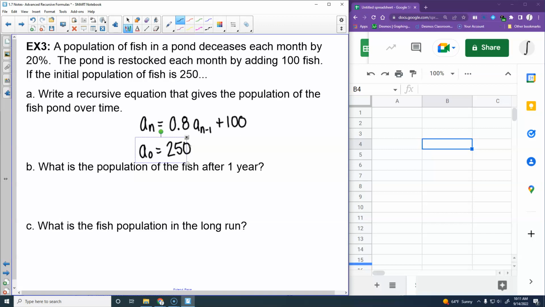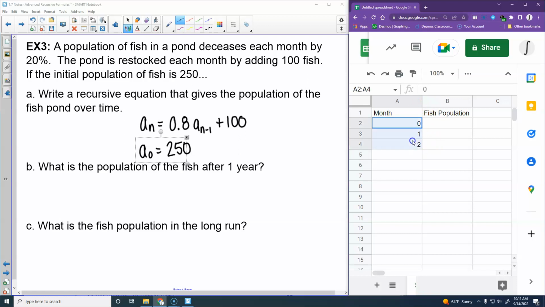Okay? So we could do this by hand. It would take forever. The spreadsheet really helps us do this more quickly. Month and fish population. So for your months, just 0, 1, 2.